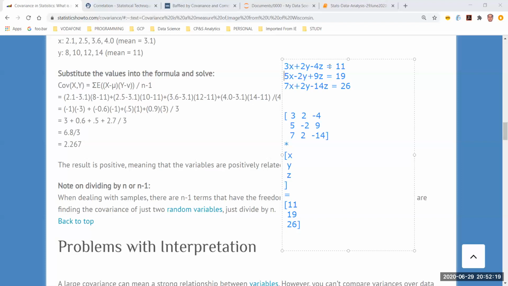So to find the values of y and z, in this case, I'll solve equation number 1 and 2, let's say. I'll randomly pick equation number 1 and 2. I'll solve for y and I'll solve for z. In the first equation, maybe I'll find y is equal to (11 minus 3x plus 4z) divided by 2. And then from the second equation, I'm going to find the value of y, which is going to be (19 minus 9z minus 5x) divided by -2. So this is going to be the value.